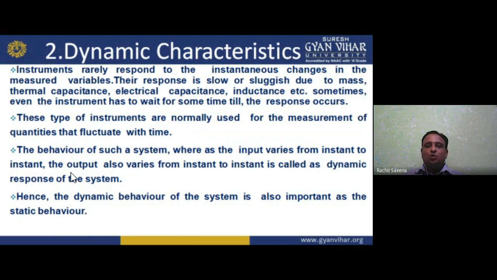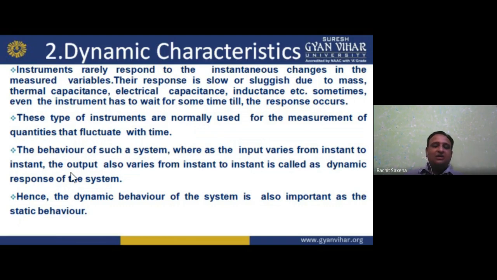Their response is slow or sluggish due to mass, thermal capacitance, electrical capacitance, inductance, etc. Sometimes the instrument even has to wait for some time until the response occurs. These types of instruments are normally used for the measurement of quantities that fluctuate with time.